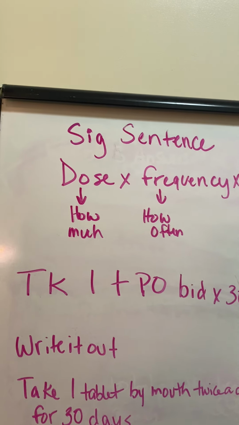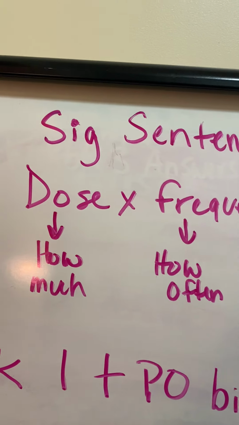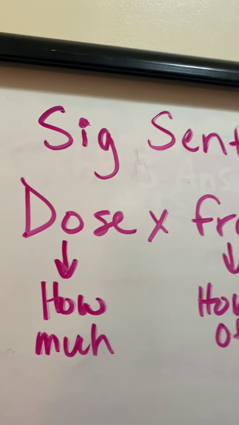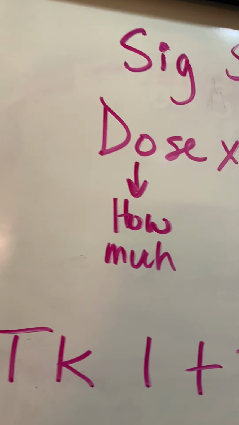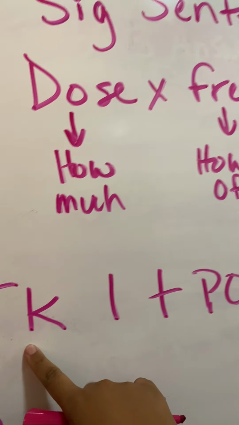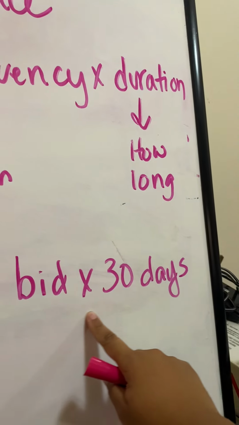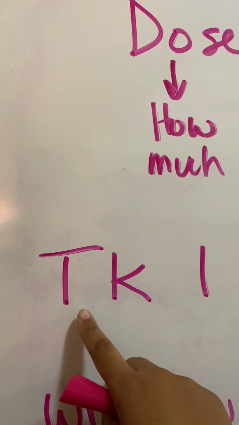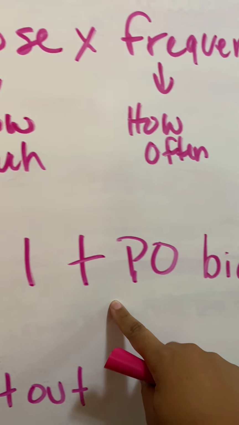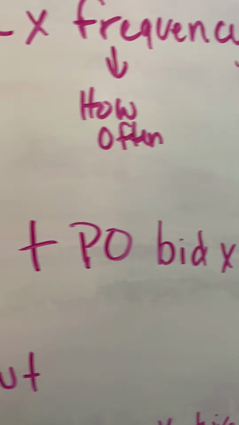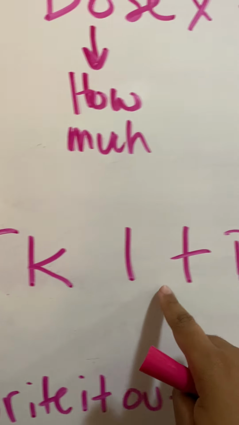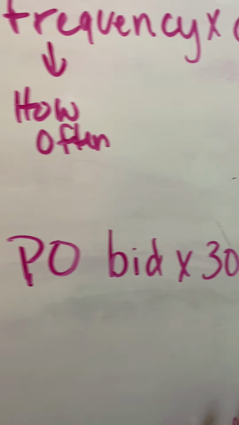Hi everyone, I wanted to talk about SIG sentences as promised. So a SIG sentence is essentially what is written on the prescription by the doctor. Something similar to this you'll see written on a prescription by a doctor, and it is our job to transcribe it and put it in layman terms for the patient to be able to understand.